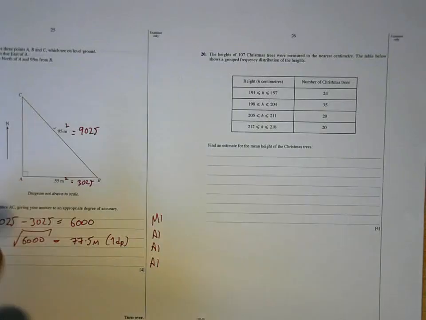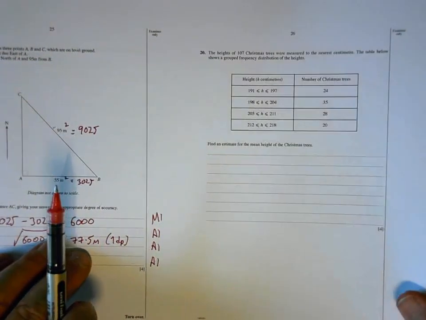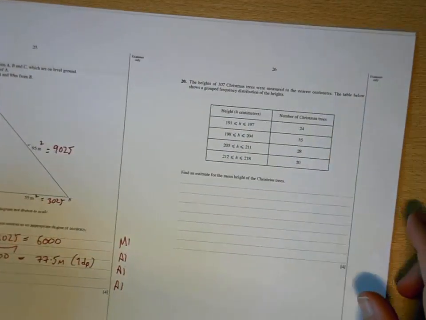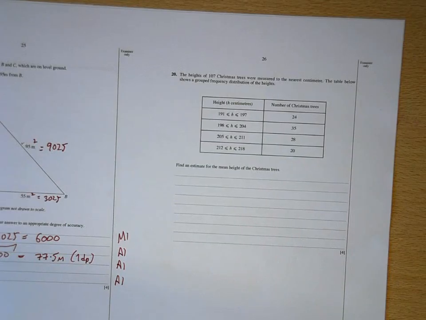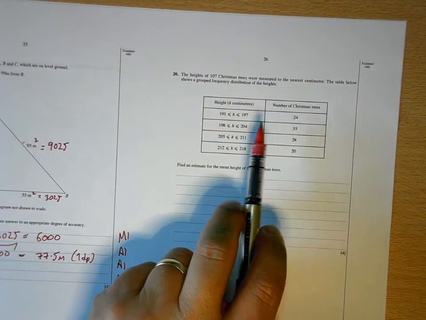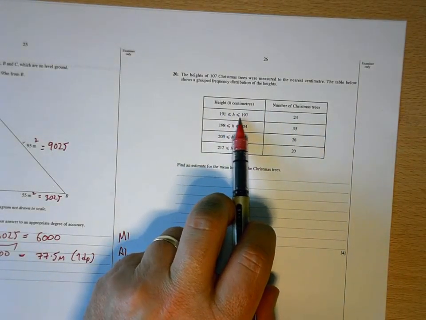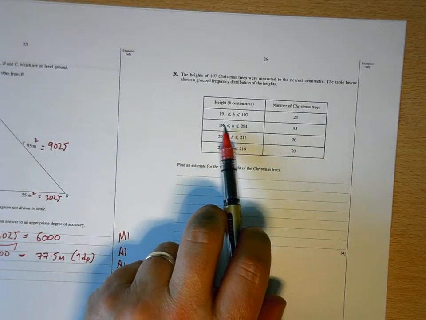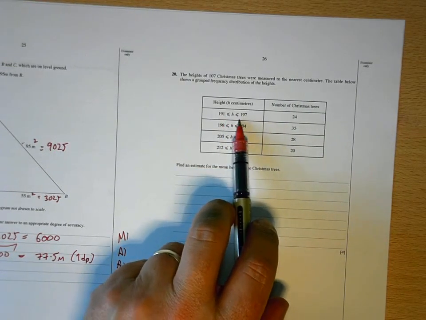Okay, another higher tier crossover question, mean of grouped data. The heights of 107 Christmas trees were measured to the nearest centimetre. The table below shows a grouped frequency distribution of the heights. So the way that this works is that I know there are 24 Christmas trees that are between 191 and 197 centimetres tall. But I don't know exactly what they are.